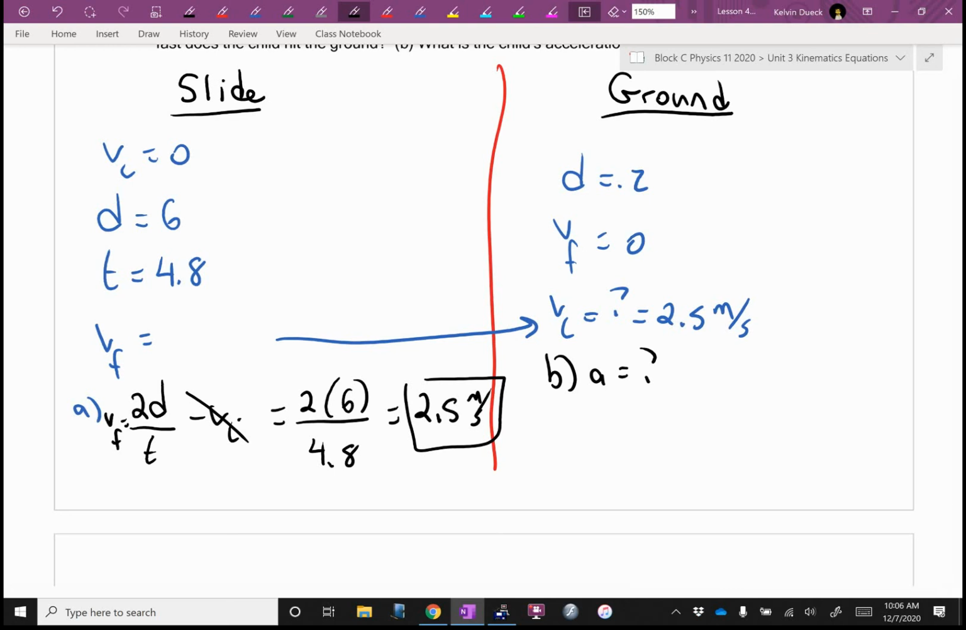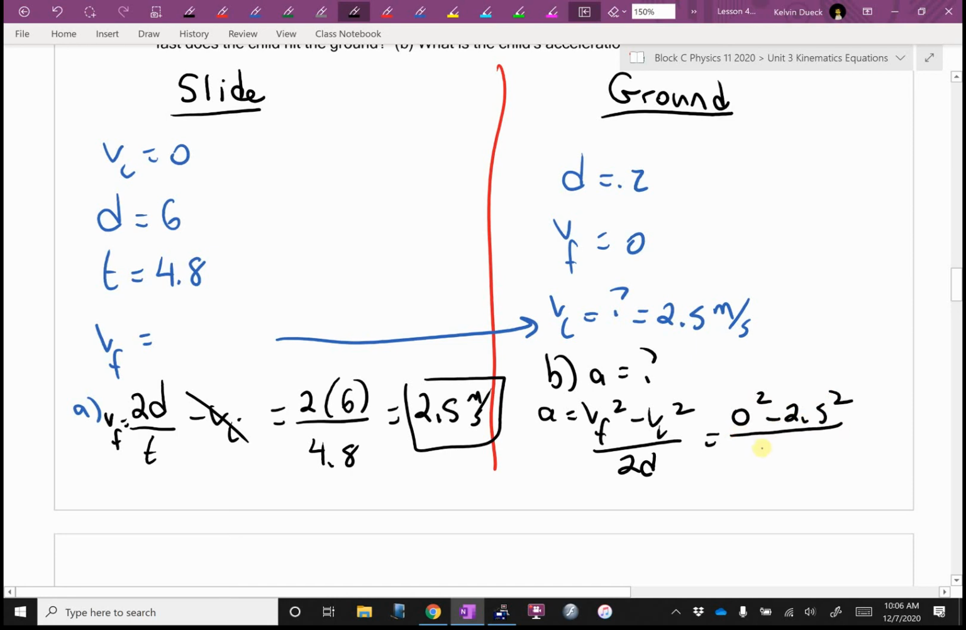So can you get the A by itself? Yep. So it's going to be 0 squared minus 2.5 squared all over 2 times 0.2.